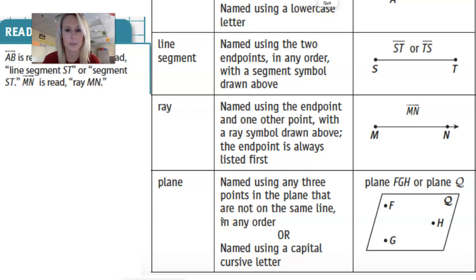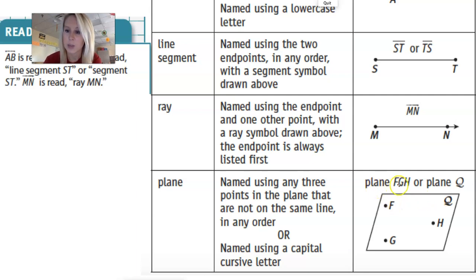All right, last but not least, a plane. So a plane is named by using any 3 points on the plane that are not on the same line. So we have to make sure our points are spread apart. Or I can name it with a capital cursive letter, and that would be typically in the corner, sometimes it's in the top right, bottom left, etc.